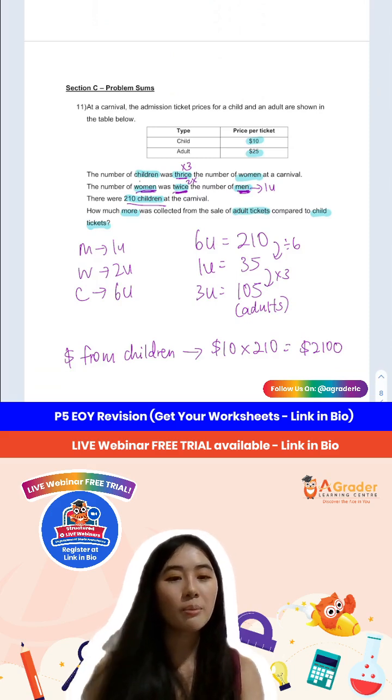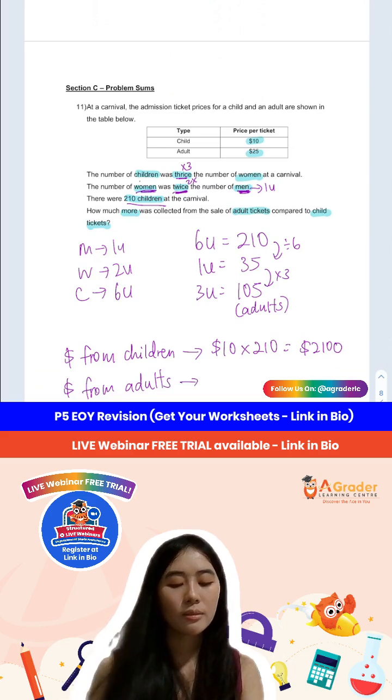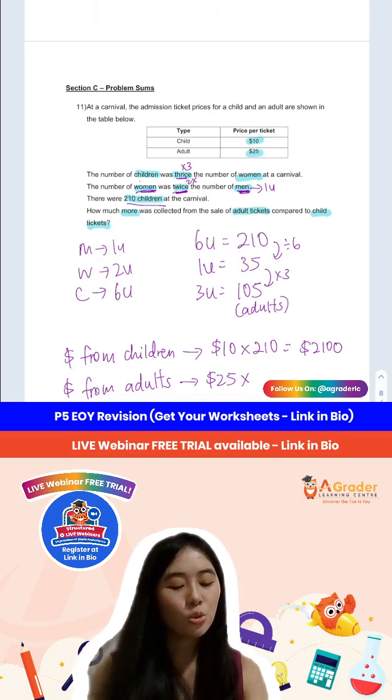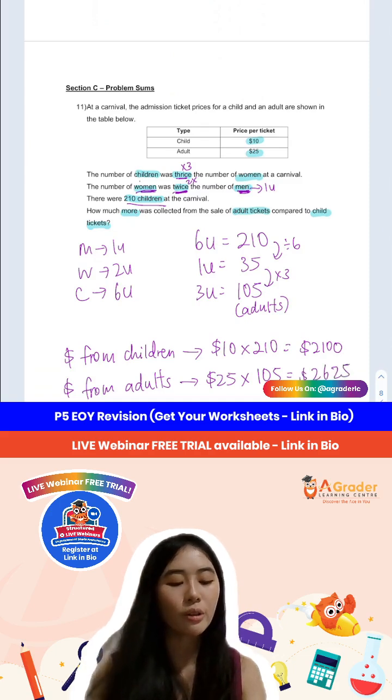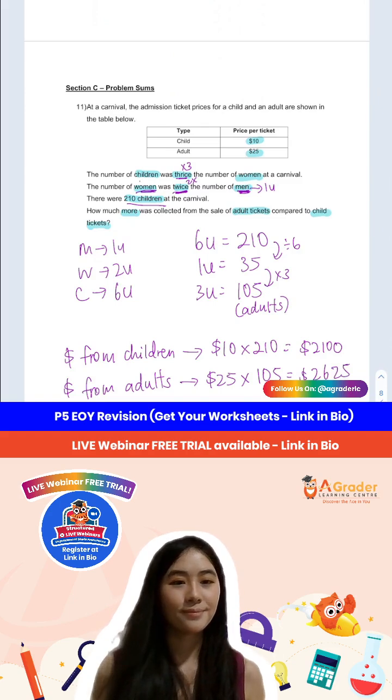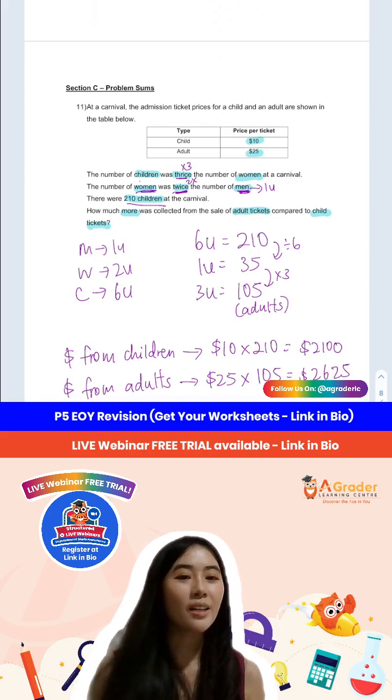Okay, then you do the same thing for the adults. How much money do you collect from the adult tickets? You know there's 105 adults, and you know it's $25 per ticket. So let's use $25 times 105 adults. So that will give you $2,625. Yes, David, that's correct. Okay, so what's the last step?